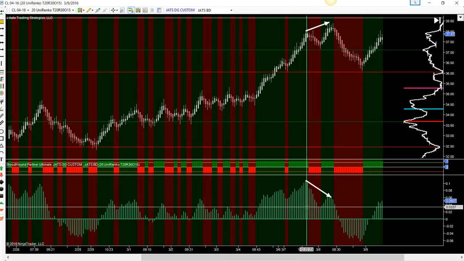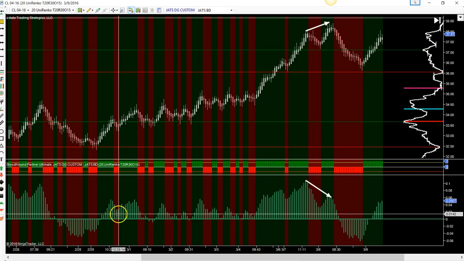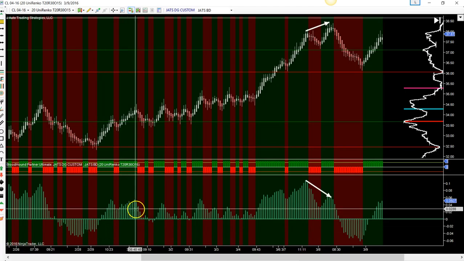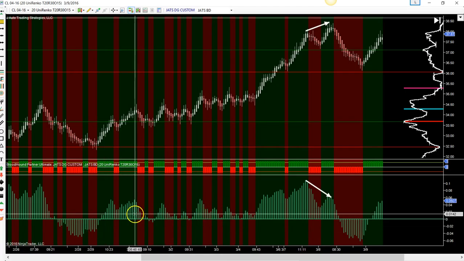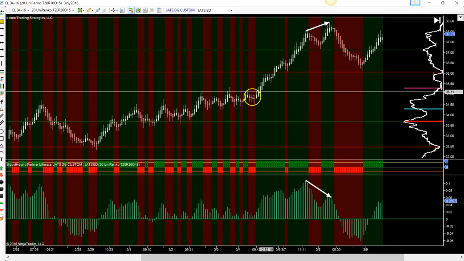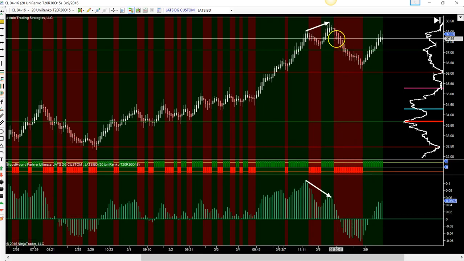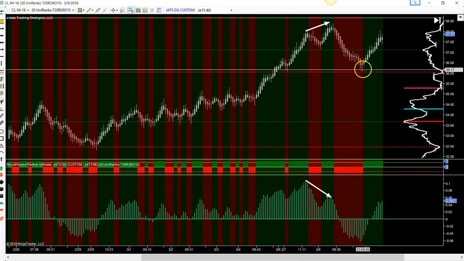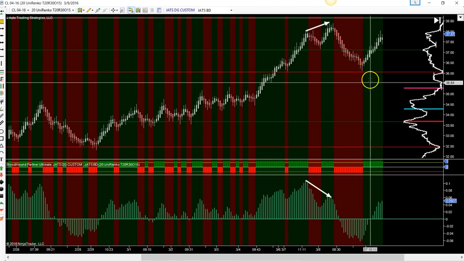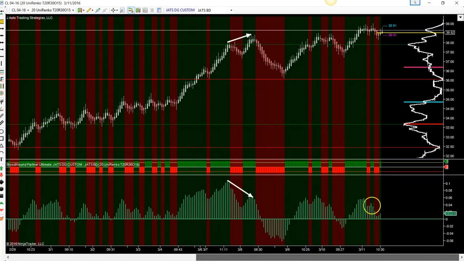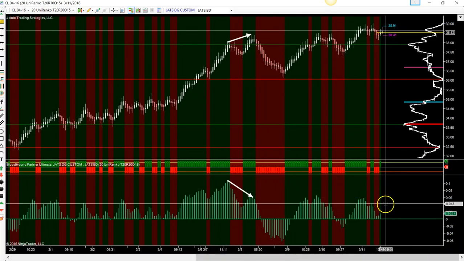Stochastic does not always work. Stochastic can give you fake signals. Momentum usually will lead you in the right path. And when momentum is showing you that it's staying above zero, stay with the trend. See that? When momentum comes back below zero, that trend is definitely over for the time being until we get back above zero. And then again, the same concepts apply.